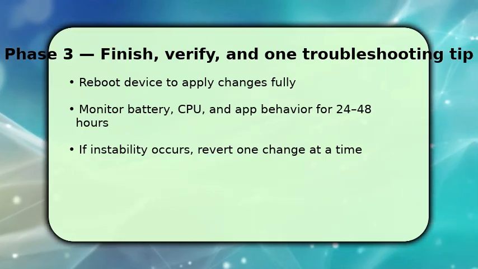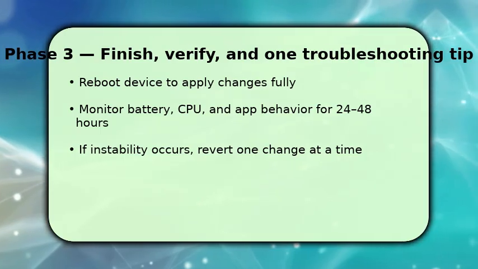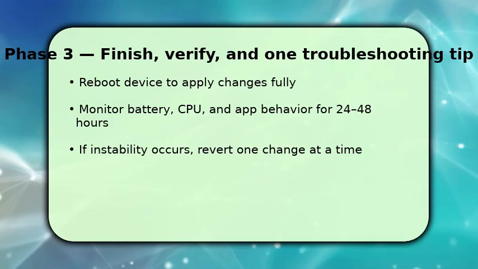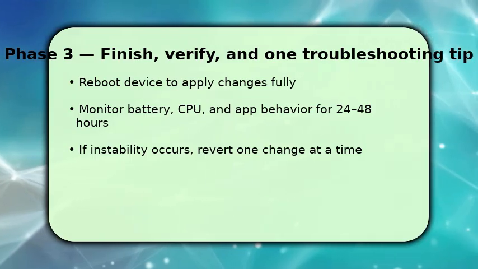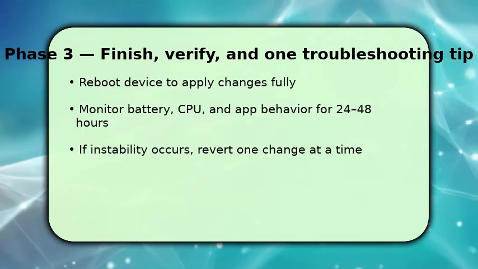Once rebooted, use your phone normally and monitor battery drain, CPU overheating, or app crashes over the next 24 to 48 hours to catch side effects. If something goes wrong, revert only one setting at a time so you can identify the cause quickly.